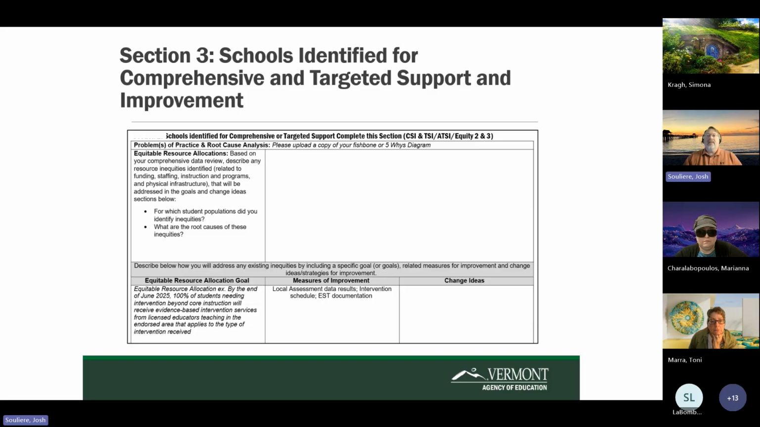Section 3 must be completed by all schools identified for comprehensive and/or targeted support and improvement, also known as Equity 2 and 3. This section contains information about how schools are allocating resources, including any inequities that may exist. The section also includes space for documentation of goals, measures, change ideas that may be needed to make improvements in this area. As a reminder, you must upload a copy of your fishbone or 5-why diagram. Goals must also address the needs of the student groups identified as in need of support and improvement. And the plan must include at least one evidence-based change idea or intervention.